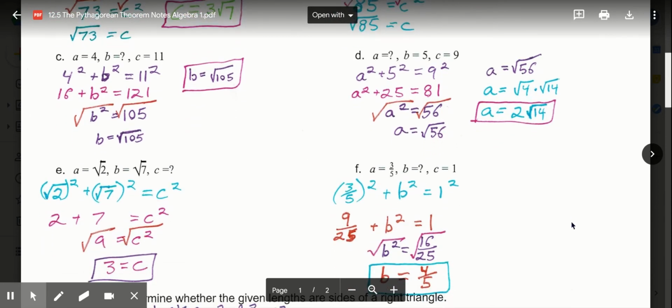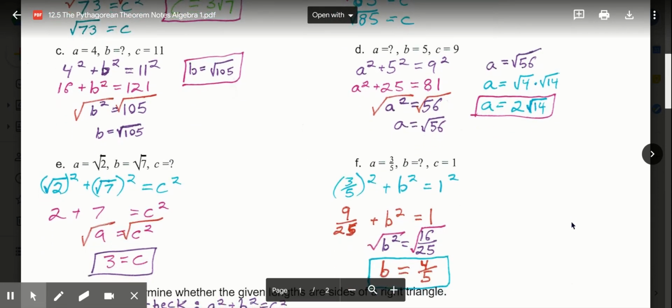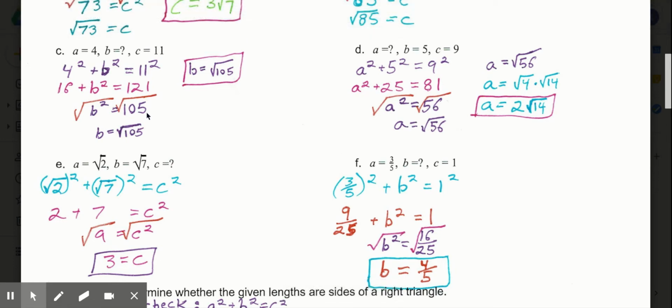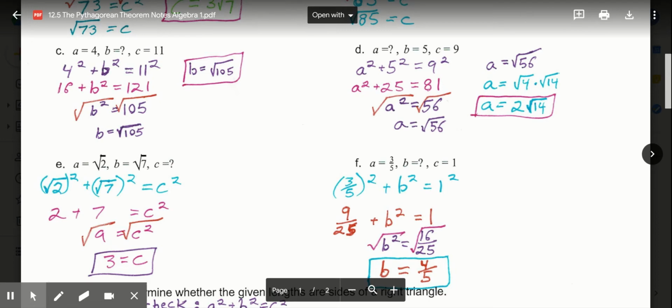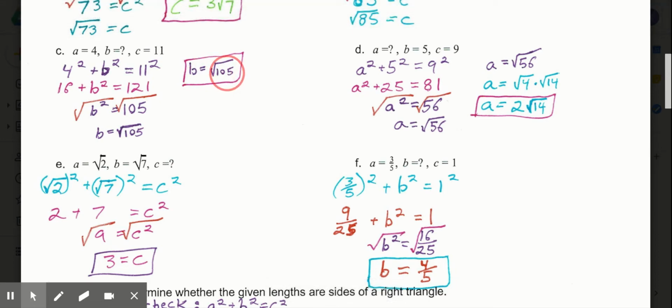In parts C and D, we are solving, in this case, for one of our legs. In part C, we have 4 squared plus b squared equals 11 squared. 16 plus b squared equals 121. If we subtract 16 from each side, we get b squared equals 105. Square root each side, and b equals the square root of 105. Check if we can simplify that, which we cannot, so b is simply the square root of 105.